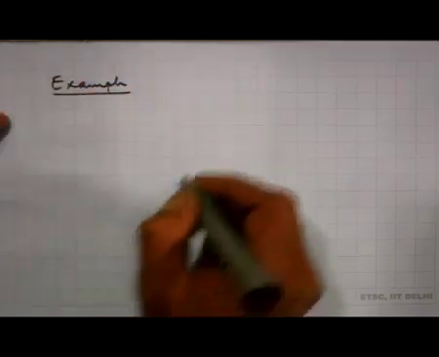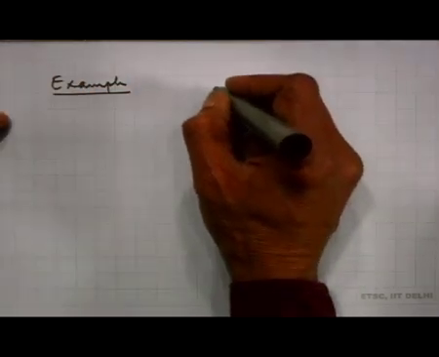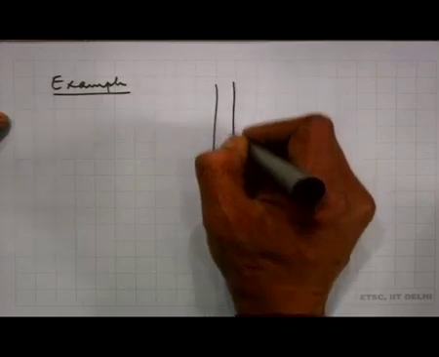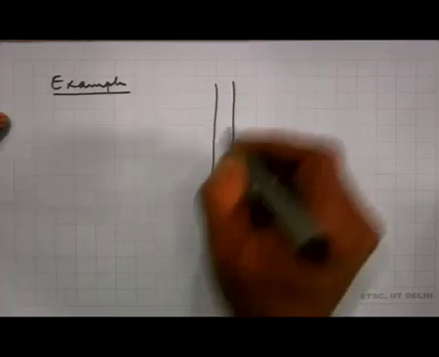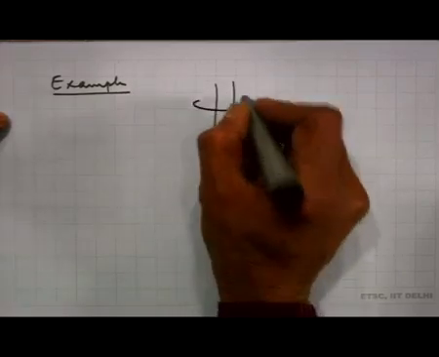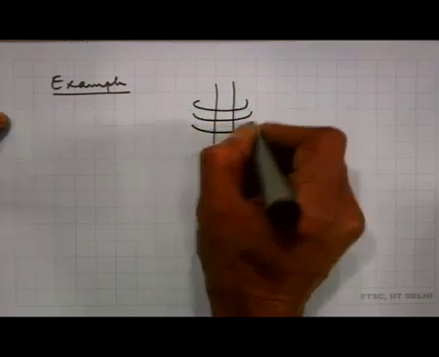is the following. I have a dielectric cylinder here, and I am passing current in a solenoid. So, these are the wires of the solenoid.